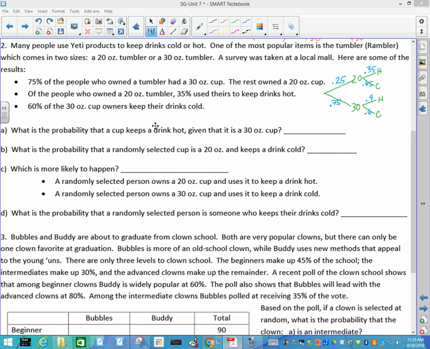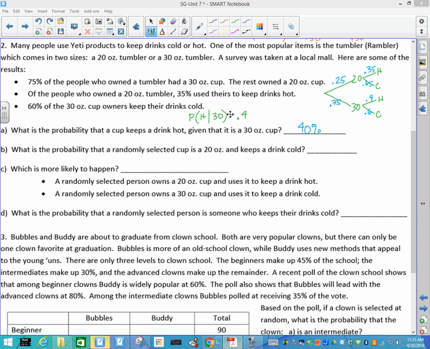What is the probability that it keeps a drink hot given that it's a 30-ounce cup? So this would be the probability that it's hot given you have a 30-ounce cup. So you're going to go on the branch with 30 and go to the hot, and it's 0.4, so you can write 0.4 or you can write 40%. If percents make it easier for you to understand the problem, I don't have a problem. However you want to write that. So this, of course, is 0.4, and we wrote it as a percent.